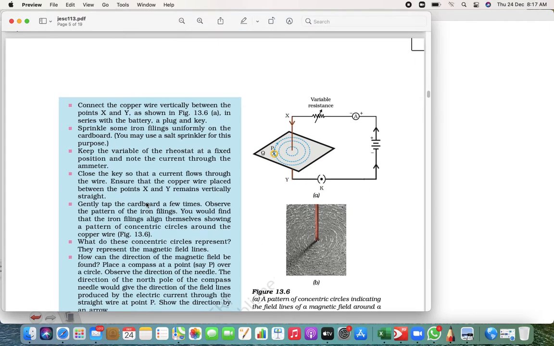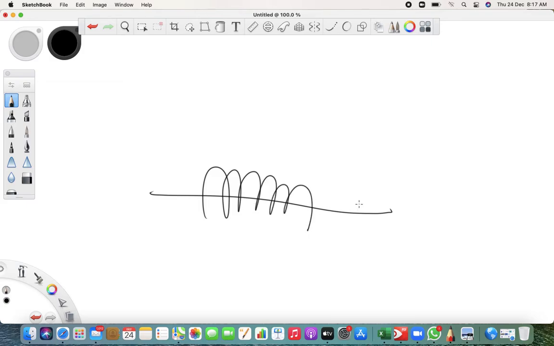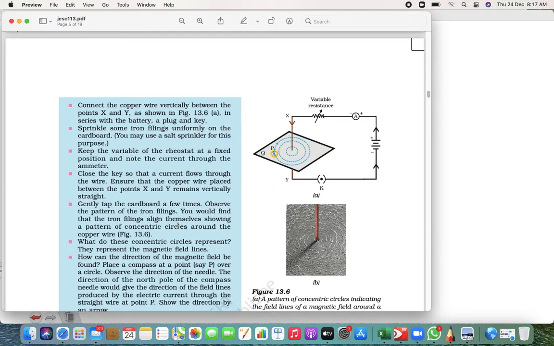Okay. Now the second question that arises is, how does a magnetic field look around a current carrying wire? For example, we really don't know whether it is in a spiral shape, or like a spike, or in a circular form. We don't know. So for that we are doing one experiment.